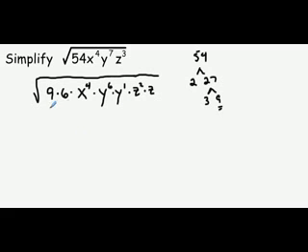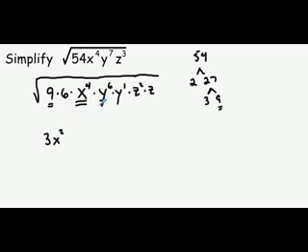Underneath the square root, we can factor out any perfect square factors. That is, for numbers, 9 is a perfect square factor. The square root of 9 is 3. X to the 4th is a perfect square. We know we have perfect squares when the exponent is even. In this case, we divide that even exponent by 2, which is our index, and we get x squared.